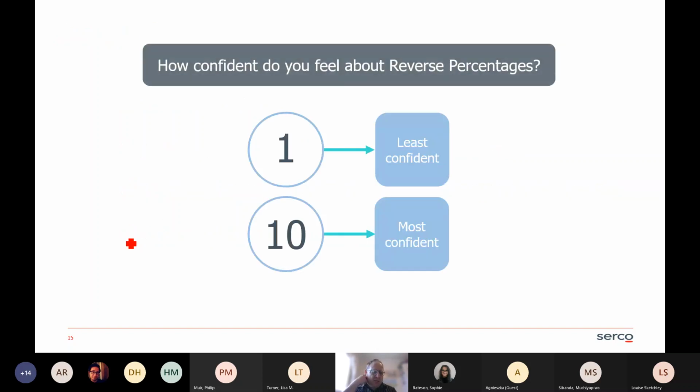So it is only a short session, but I'd like to ask you out of 10 in the chat box, could you put a score of 1 to 10 for how you feel specifically about reverse percentages? If you're prepared to share, don't worry if you don't want to. Great, some questions, and you know what they are, which is always a good start, so that's really good.